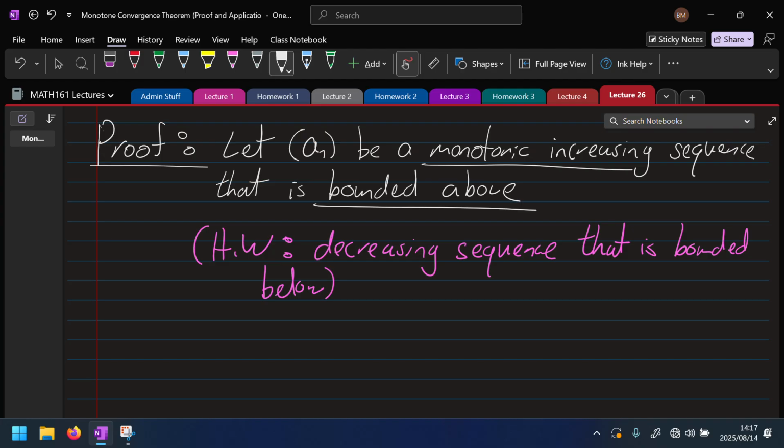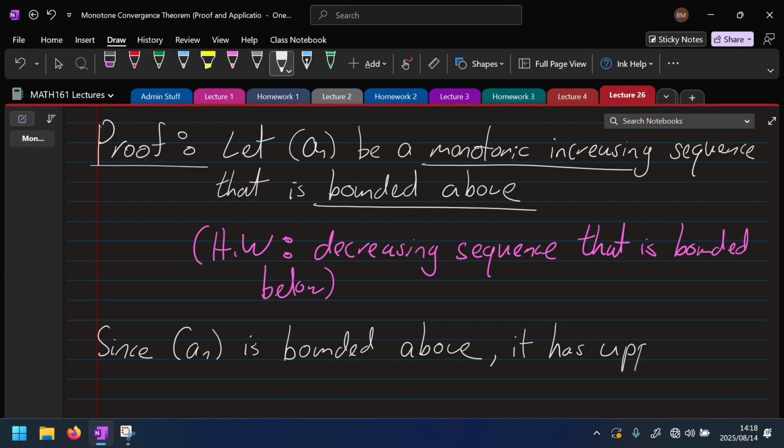We know that it is increasing and it's bounded above. That's given to us, we know for sure. Okay, so what can we get from that? Since the sequence AN is bounded above, it doesn't go past some upper level. It has upper bounds. Right, and we looked at that last time.